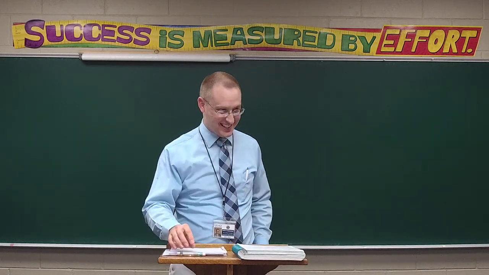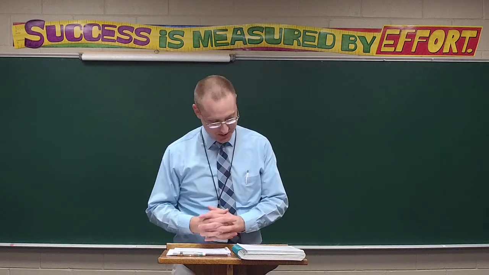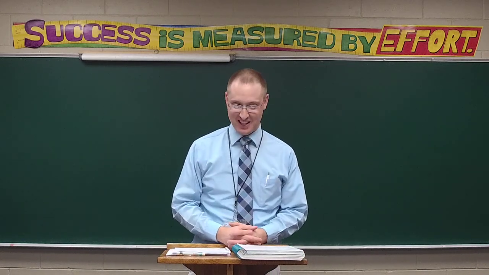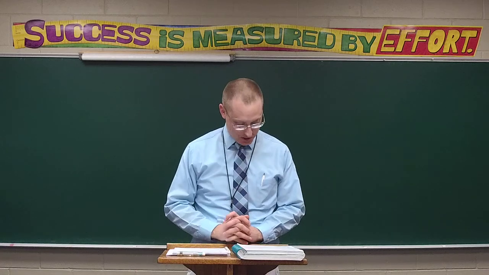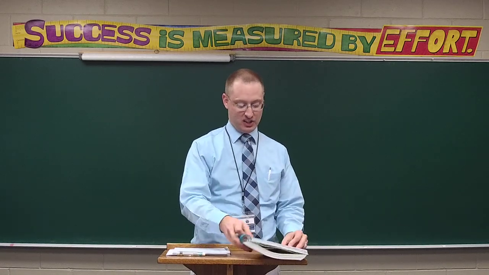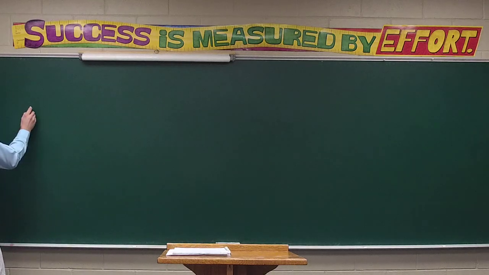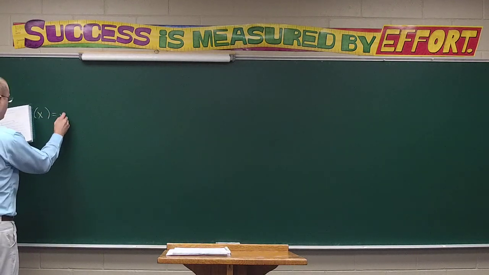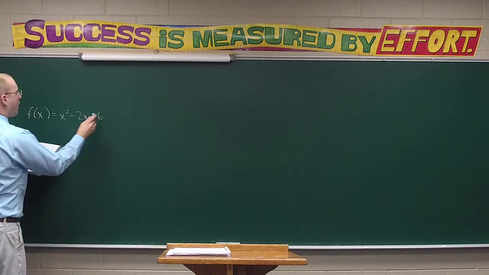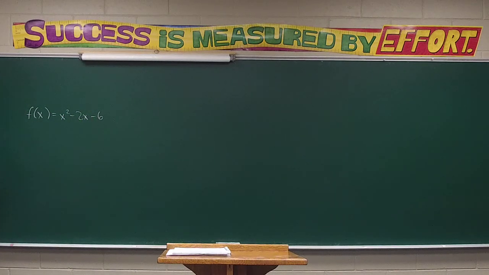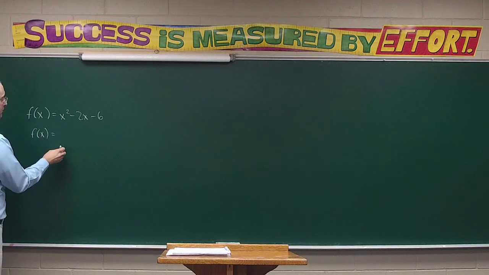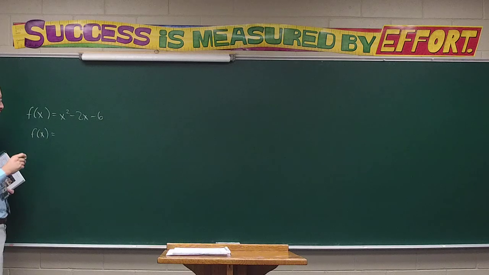All right, questions on 36? Okay, number 37. We want to convert to the standard graphing form and graph. Number 37, they gave us f of x is equal to x squared minus 2x minus 6. What is this in the parabolic form? Let's come to Genesis, in the standard graphing form.